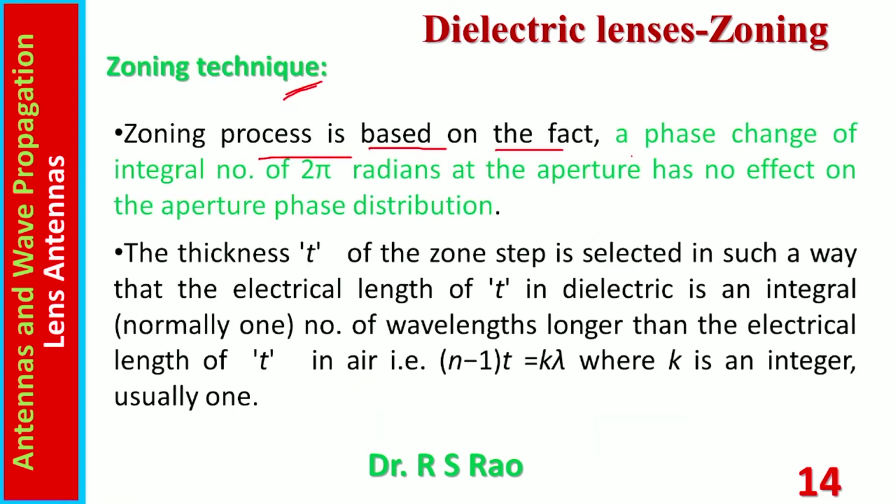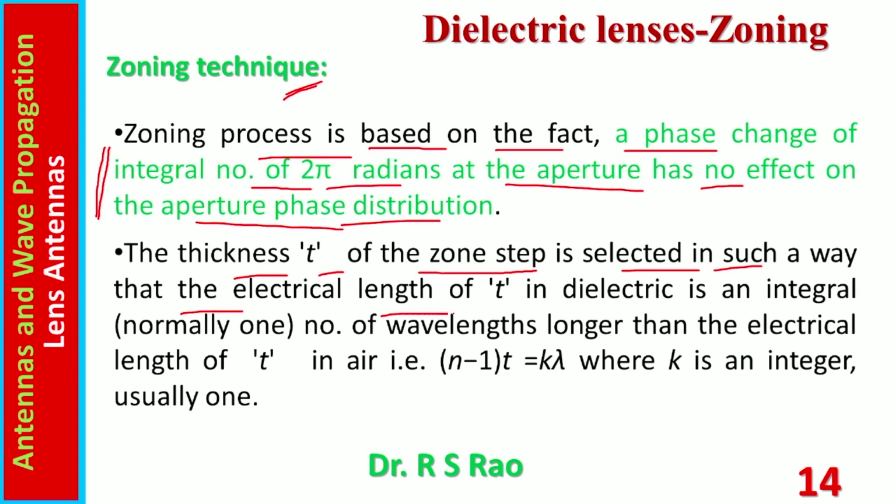Zoning process is based on the fact that a phase change of integral number of 2 pi radians at the aperture has no impact on the aperture phase distribution. This is the underlying principle of the zoning technique. The thickness T of the zone step is selected in such a way that the electrical length of T in dielectric is an integral, normally one, number of wavelengths longer than the electrical length T in air. That is, (n minus 1) T equals k lambda, where k is usually 1.